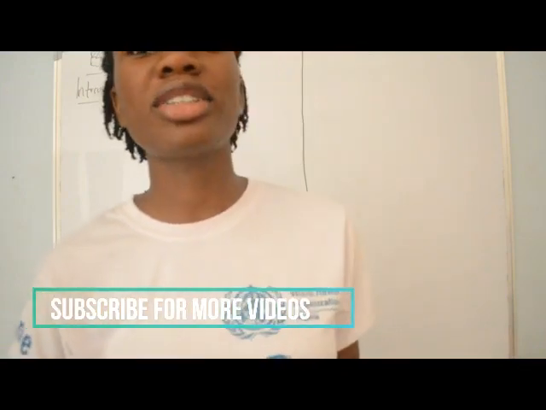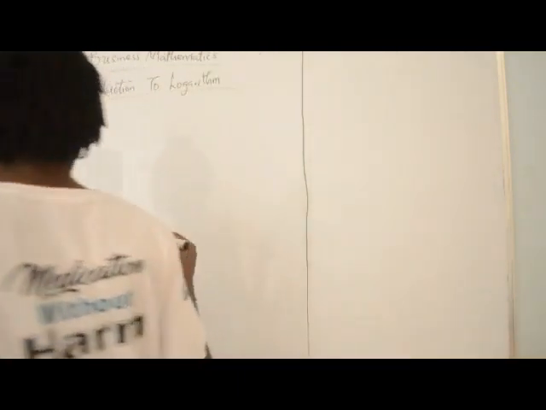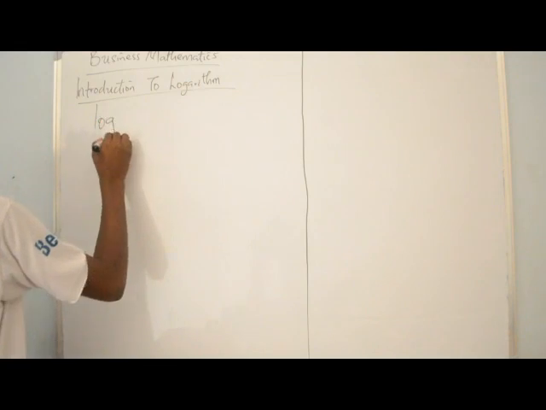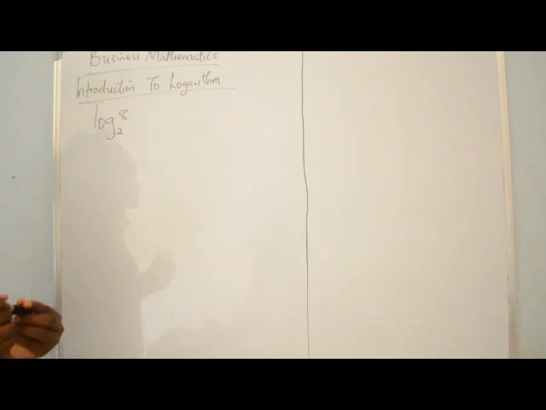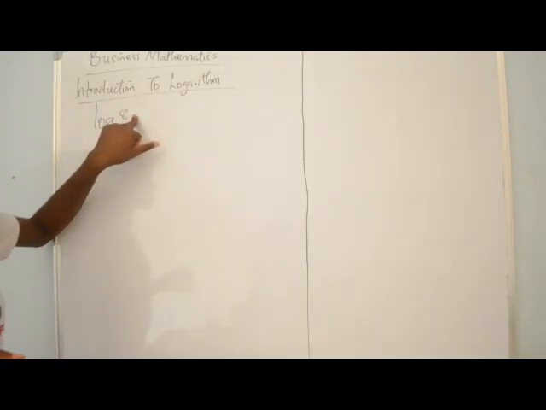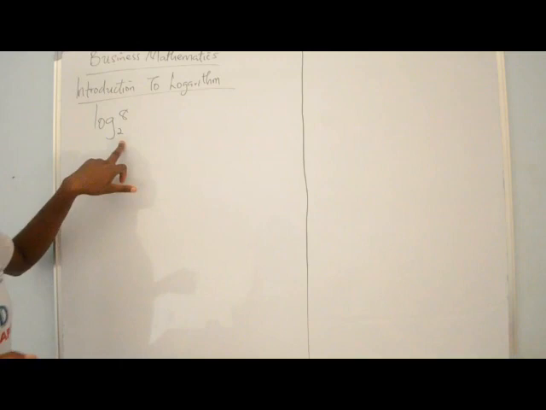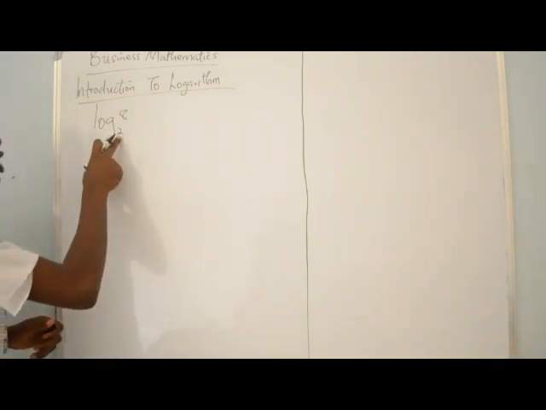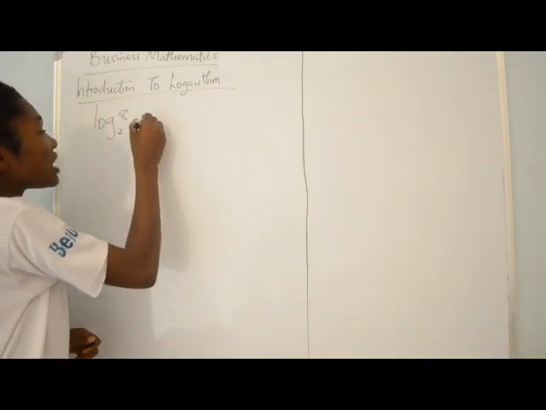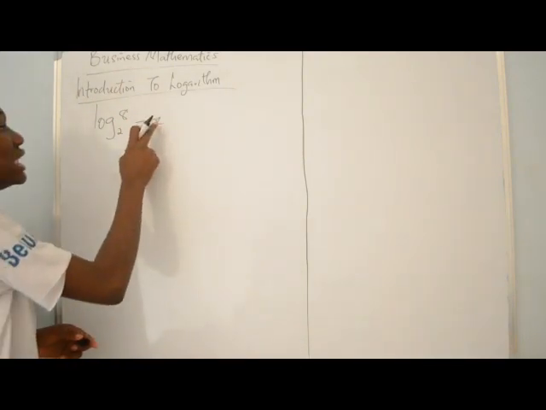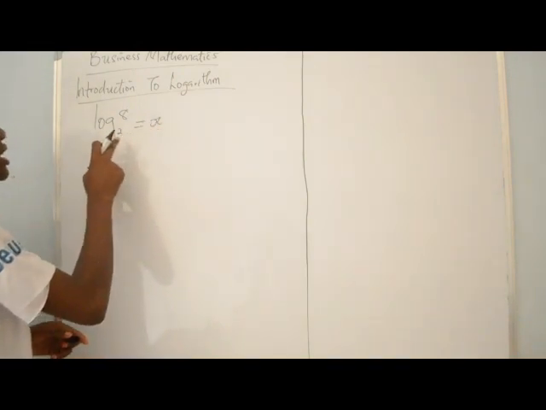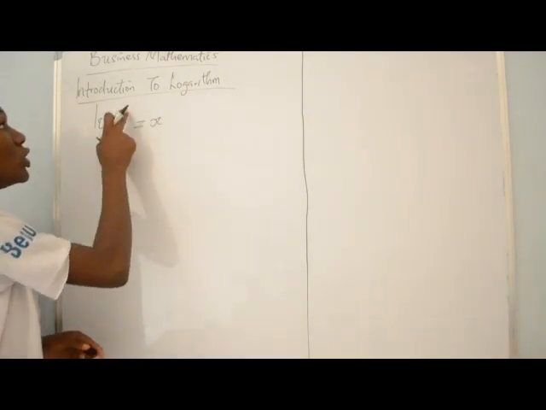Now, the logarithm of a number is simply the power the base is to be raised to get that number. Let me give an illustration. If we have something like log 8 base 2, by definition, the logarithm of a number is the power to which the base must be raised to give that number. The base here is 2, the number here is 8. So we are saying the power to which the base must be raised, although we don't know the power, so we assume it is x.